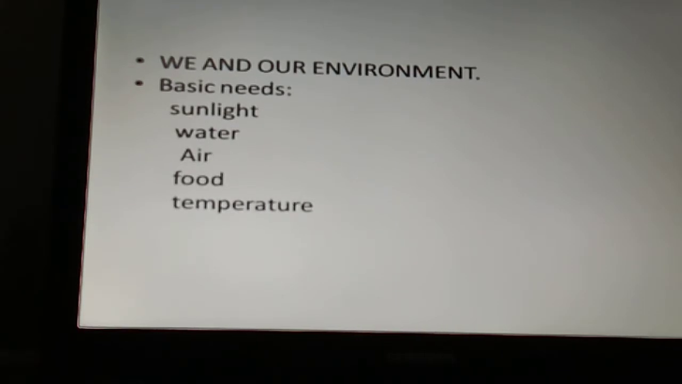Students, we and our environment is our next topic. Basically we live in an environment. There are various types of things available in our surroundings, and it consists of the basic needs of living organisms. Our basic needs included in the environment are sunlight, air, water, food, temperature, and all these components are interrelated with each other, and the amount and type of these needs vary from organism to organism.